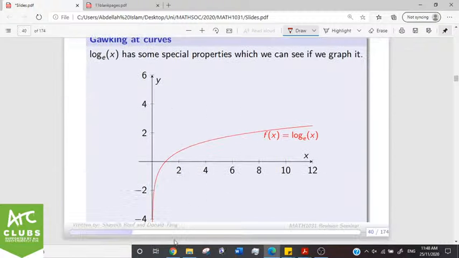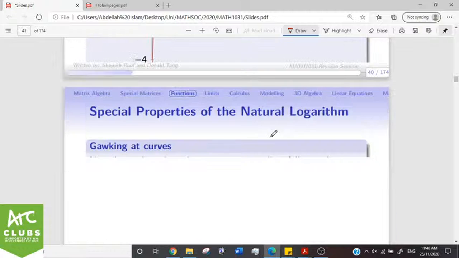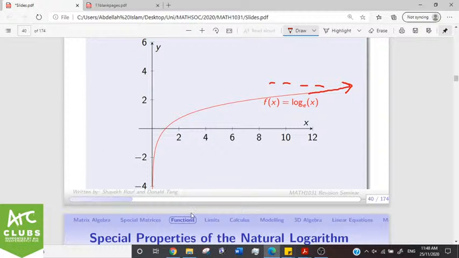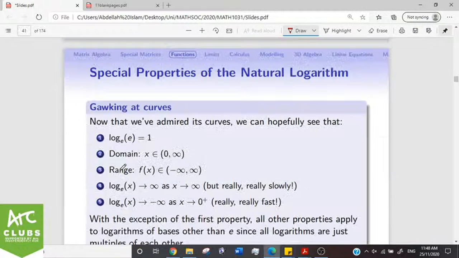And so here's a graph of the log. This is kind of what it looks like. It does kind of look like it's stopping at a point, but weirdly enough, the log actually goes to infinity. And as you can see, it's not defined for negative numbers. That wouldn't make sense.